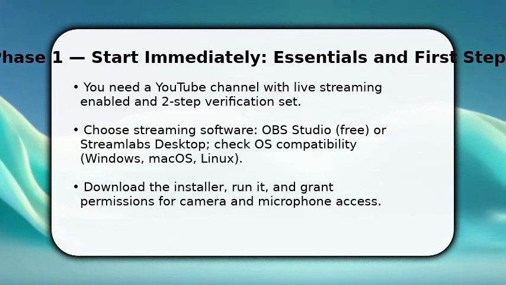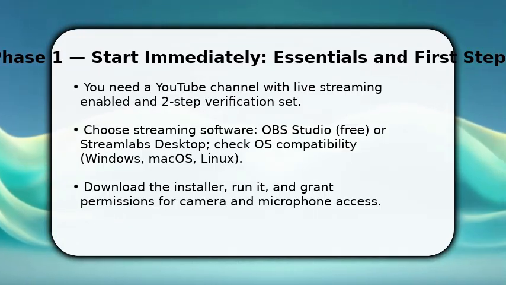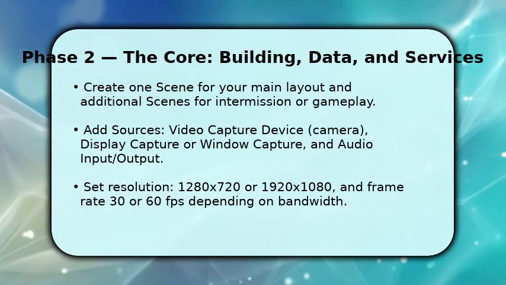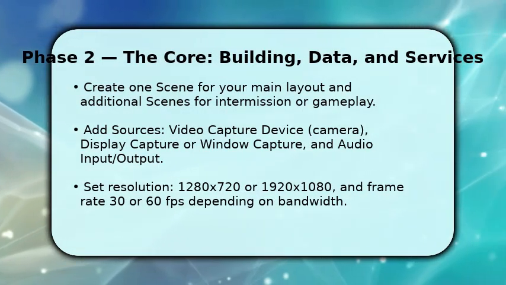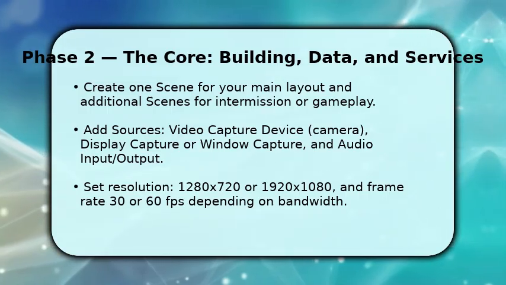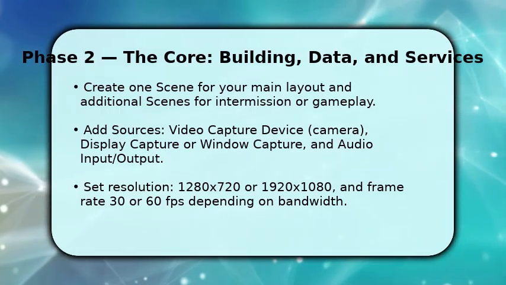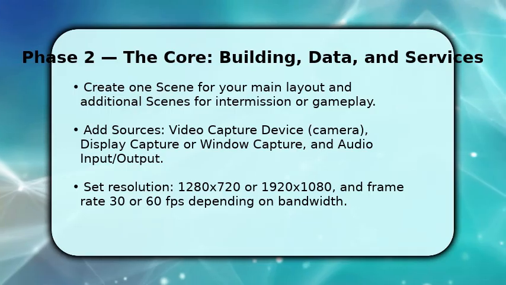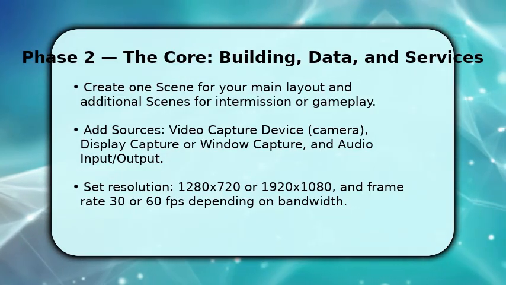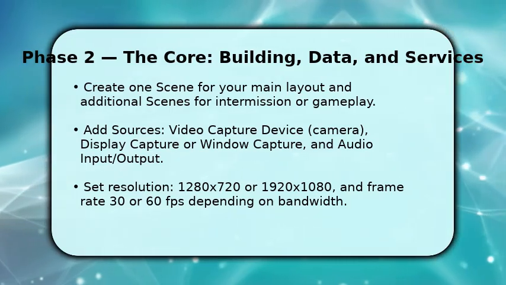Once installed, open the software and build a scene. Think of it as your broadcast canvas. Add sources: a video capture device for your webcam, display or window capture for apps or games, and audio input for your mic plus desktop audio for system sound. Make sure to set resolution and frame rate according to your upload speed. For example, 1280 by 720 at 30 FPS for weaker connections versus 1920 by 1080 at 60.